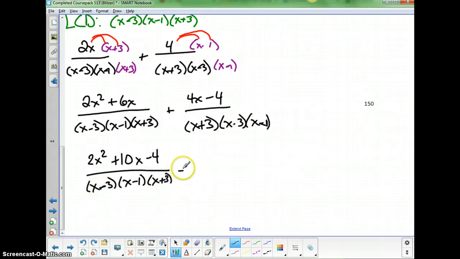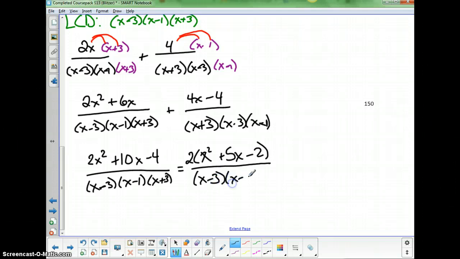Okay, it can be factored. I can see that there's a 2 I can take out of the top. So let's take that 2 out. We're going to be left with 2 times x squared plus 5x minus 2 over x minus 3 times x minus 1 times x plus 3. Let's see, can the trinomial be broken down some more? 1 positive and 1 negative, so there's only one way to make a 2. It's a 2 and a 1, and those will add up to a 1 or negative 1, so I can't make the 5. So we're done.